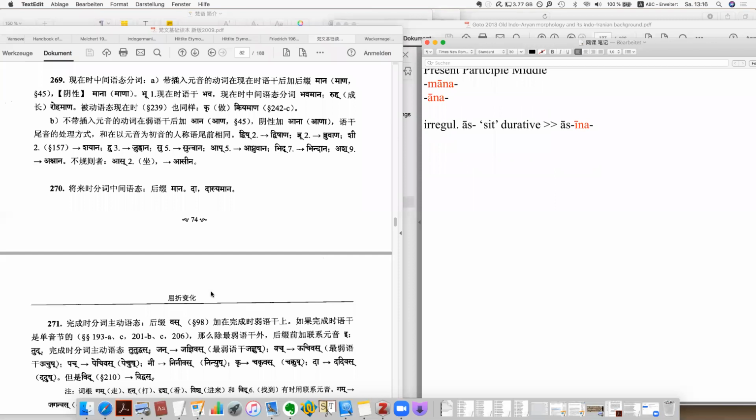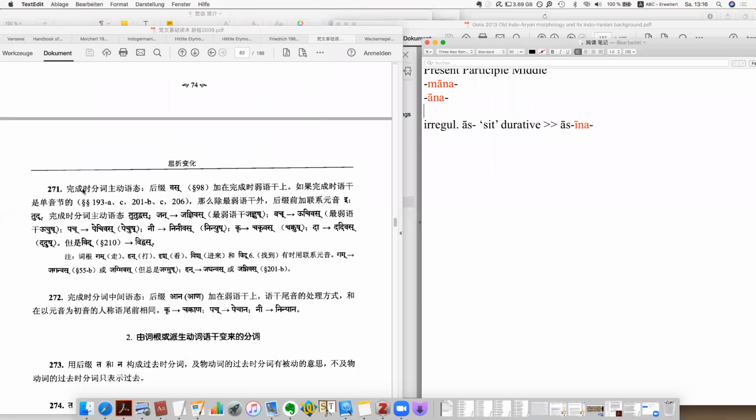And there's also a perfect, right? So this is the perfect participle, and this is also active, right? So the form is vas. So you have the form vas.